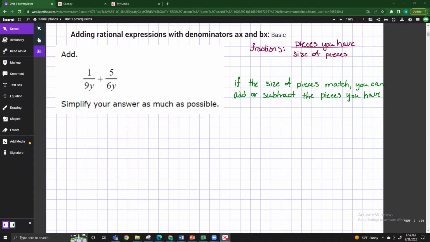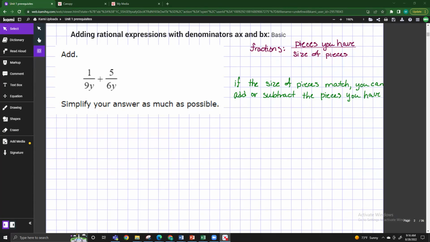All right, so we're adding rational expressions, fractions, with denominators ax and bx. So they're not quite the same, but they're still monomials, so they're single terms. Remember, fractions are always the pieces we have over the size of the pieces, and we can add or subtract how many pieces we have if the pieces are the same size.